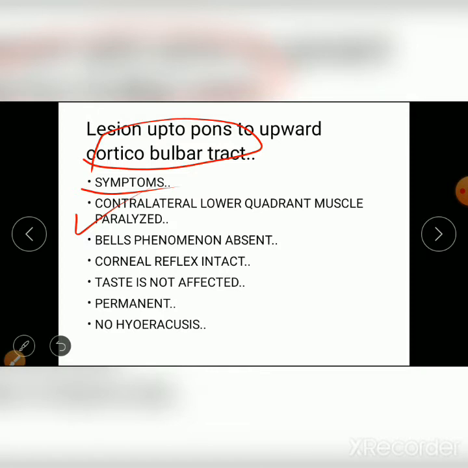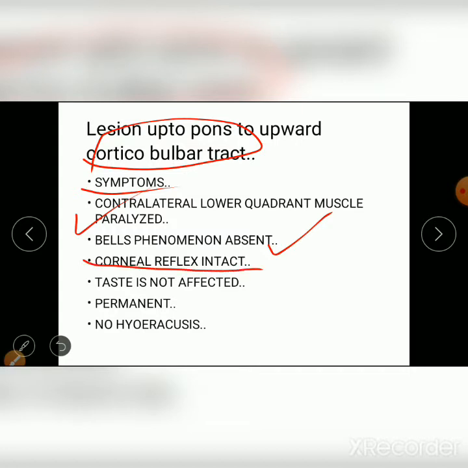The Bell's phenomenon is absent. Bell's phenomenon means the upward movement of the eyeball on attempted closure of the lid. So basically it is seen when the eye closure is incomplete, and an upward and outward movement of the eyeball is present. So that is absent in facial palsy.